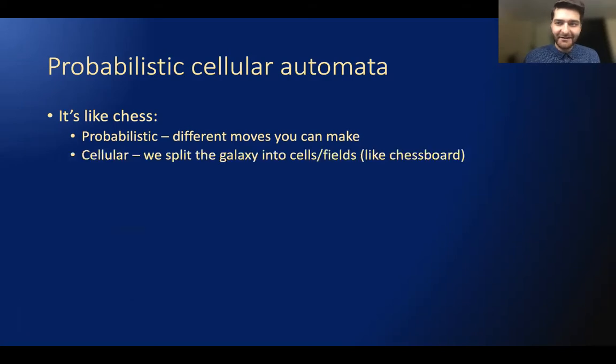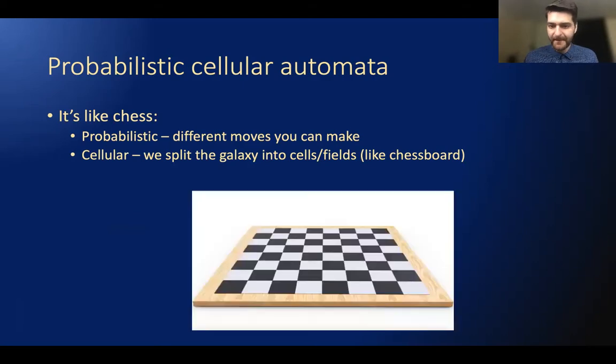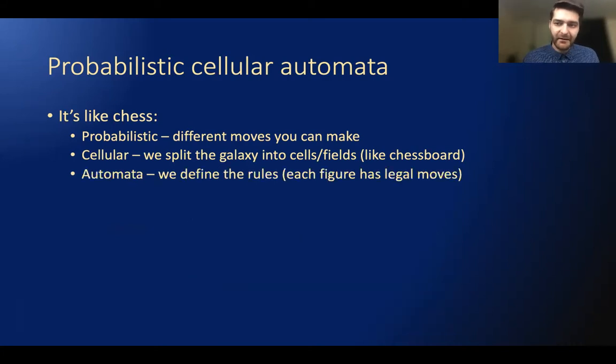And then cellular means that you're dividing something into a bunch of cells, and each cell has its own moves. So it's like a chessboard. You look at these fields, and each field would be one cell. And then automata means there is a set of rules that are being followed, and the only thing that is not fixed is which rule will be taken into account.